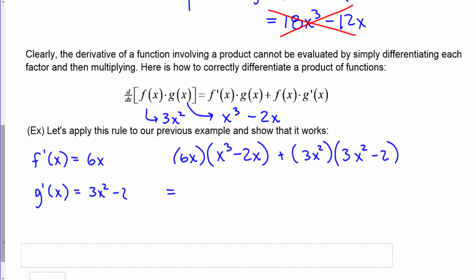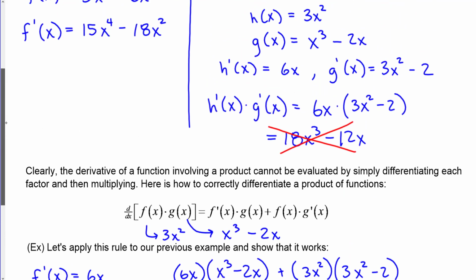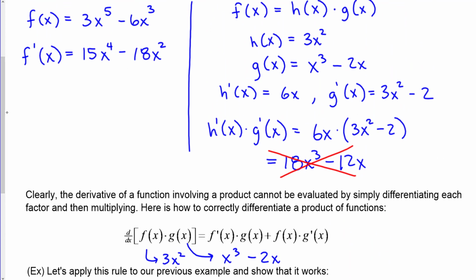Now, if we expand and simplify, let's see what happens. 6x times x cubed is 6x to the fourth power. 6x times negative 2x would be negative 12x squared. 3x squared times 3x squared is 9x to the fourth. 3x squared times negative 2 would be negative 6x squared, which ends up giving us 15x to the fourth power minus 18x squared. The exact same thing that we got back when we multiplied out using binomial expansion.